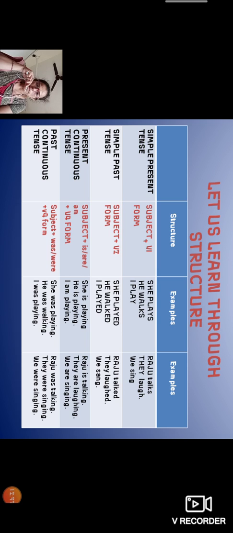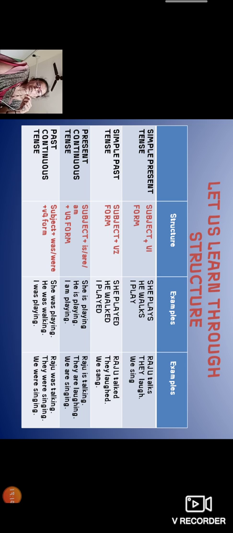See, if you understand, it's much better, right? So yes, for simple present tense, I have given in the first column the structures and the rest two columns are examples. Okay, for simple present tense we use subject plus V1 form. I had told you in the beginning, children, I am going to use the short forms because it will be helpful for you to understand clearly, right? So V1 form is nothing but the present form, right? Subject plus V1 form means simple present, like she plays, he walks, I play, Raju talks, they laugh, we sing, right? It's in the simple present tense. So we are using only the V1 form, okay, the present form of the verb.